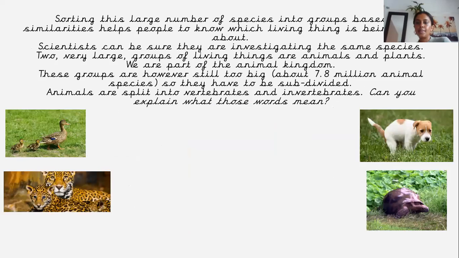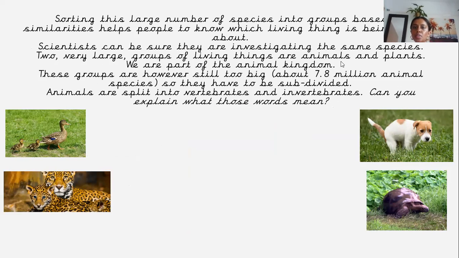So sorting this large number of species into groups based on similarities helps people to know which living thing is being talked about. So scientists can be sure they are investigating the same species.